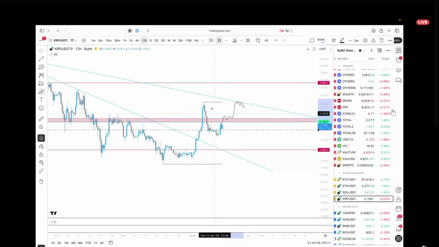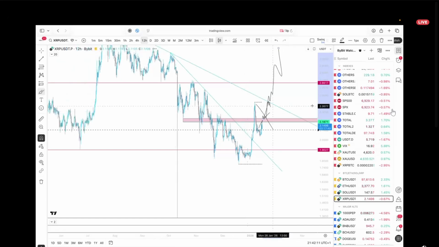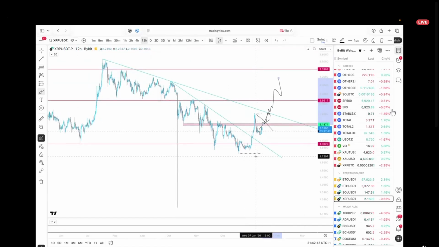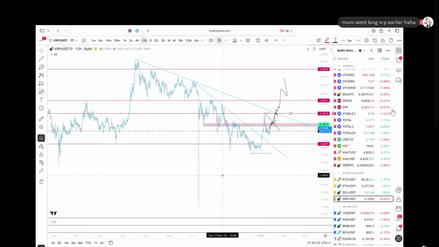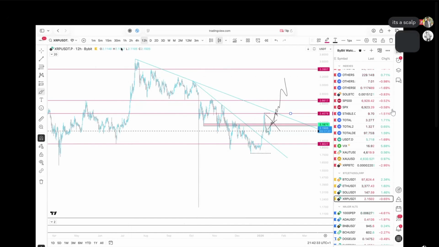And we have this resistance. I wouldn't play XRP here now. I would wait for a flip of this level. I don't really like the chart so much. What do you think? Yeah, but it's a scalp one. It's not for a swing trade, you know.